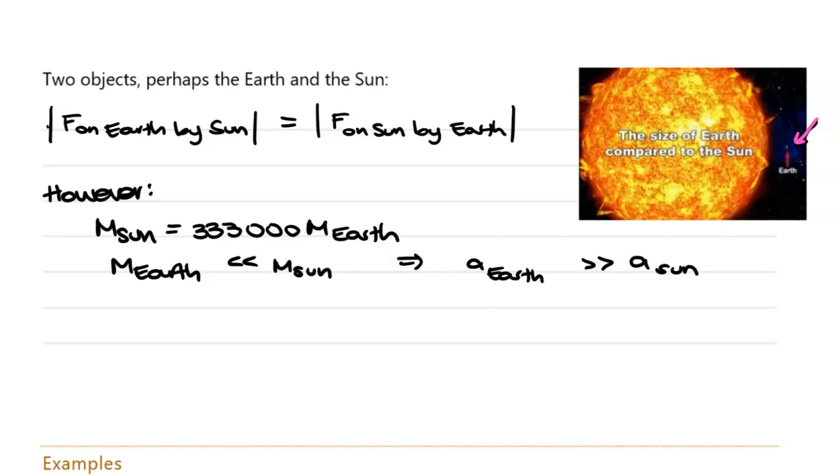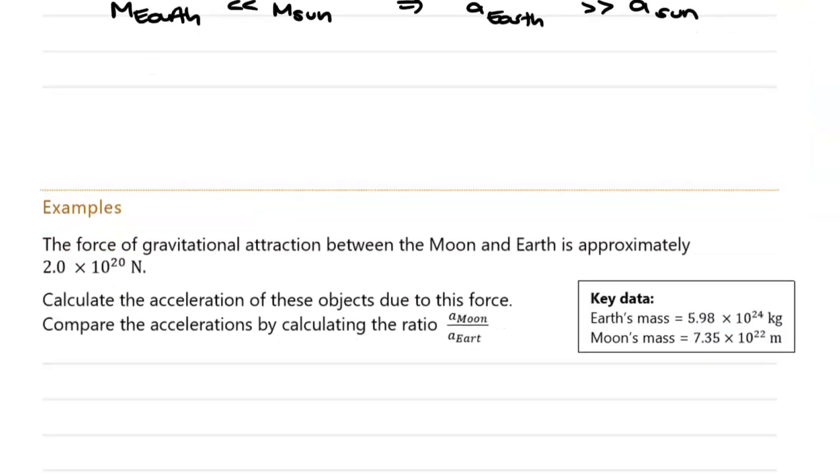Also remember, Newton's third law pairs do not cancel each other out. If that were true, we would be flying off into space and we wouldn't be gravitationally attracted to the Sun, which is very necessary for our life on Earth.